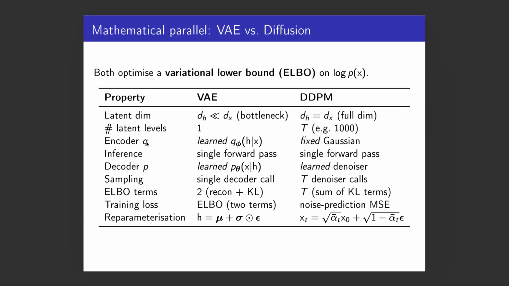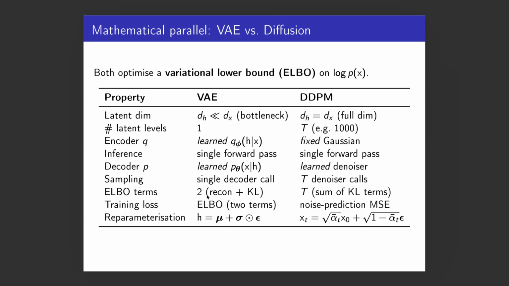The encoder here is normally a learned q of phi, whereas here you have fixed Gaussians. Here you also have the inference part, just a single forward pass. Here the decoder is what you learn. And then you learn a denoiser, which is a product of all these probabilities. The sampling is given by a single decoder call in the variational autoencoder, whereas here you do this T times.